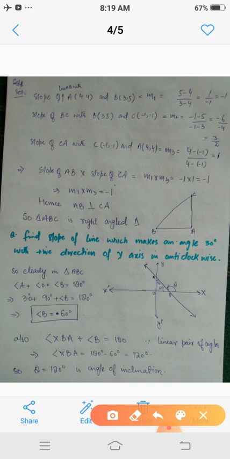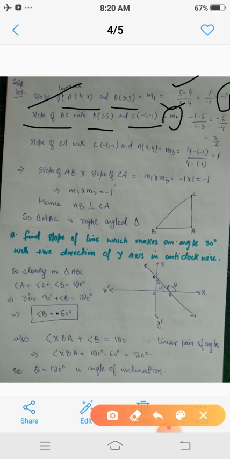Now we have three vertices A, B and C, which means we have three sides. The slope of one side AB, whose endpoints are A of 4, 4 and B of 3, 5, is m1, given by the difference of y coordinates upon the difference of x coordinates, which is simply -1. Similarly, the slope of side BC with vertices B of 3, 5 and C of -1, 1 is m2, given by (-1 minus 5) upon (-1 minus 3), which is simply 3 by 2. And the slope of side CA with vertices C of -1, -1 and A of 4, 4 is given by 1.